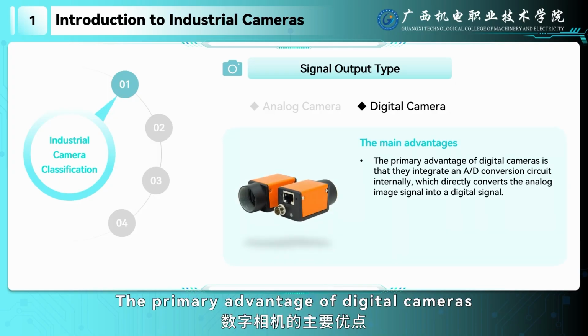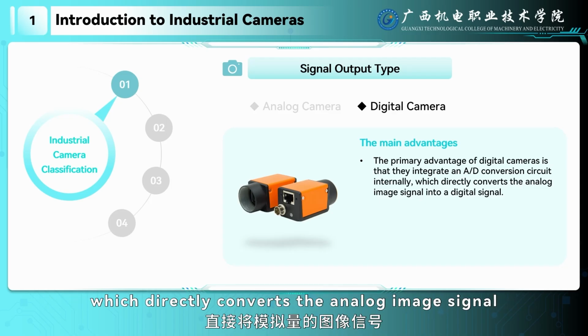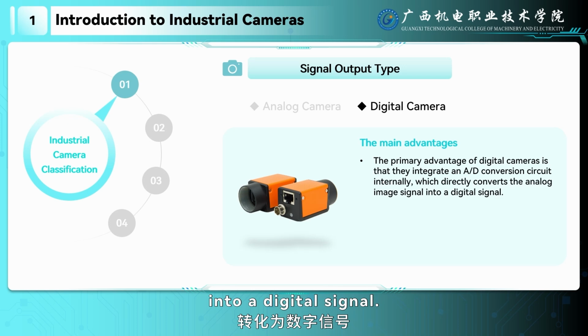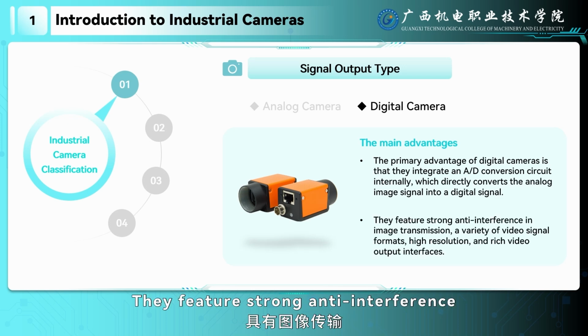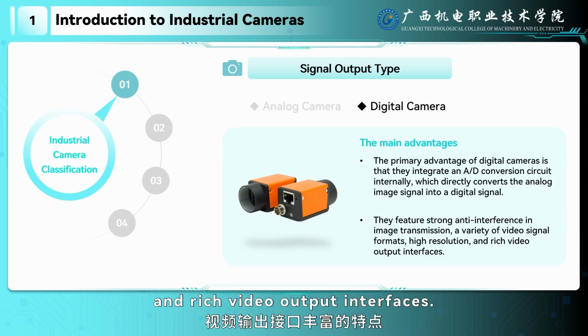The primary advantage of digital cameras is that they integrate an A to D conversion circuit internally, which directly converts the analog image signal into a digital signal. They feature strong anti-interference in image transmission, a variety of video signal formats, high resolution and rich video output interfaces.